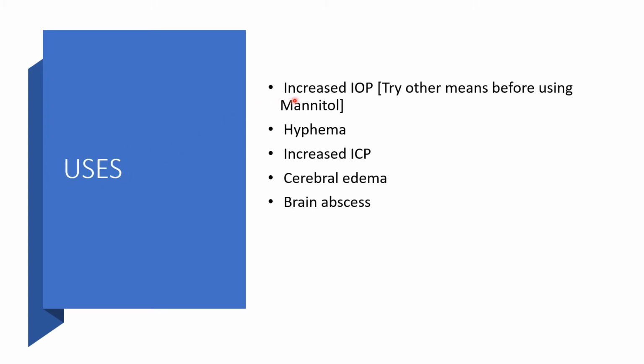Other uses of systemic mannitol will include the treatment of increased intraocular pressure, but you may just refer to ophthalmologists or you try other means before making use of mannitol for this purpose. In hyphema, when blood accumulates in the anterior chamber, well, you either refer immediately to an ophthalmologist if one is close by, or you discuss with your pharmacist to make use of mannitol for that purpose. In increased intracranial pressure, in cerebral edema, in brain abscess.